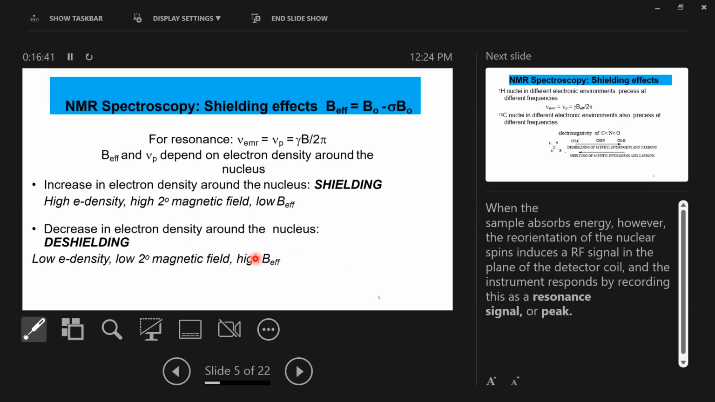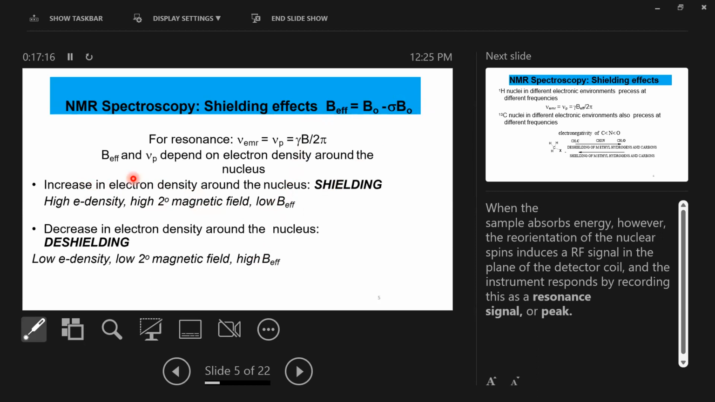Now, if the electron density is opposing the field, it's shielding it. That means the contribution is high. There's a large amount of electron density going against the overall magnetic field. The effective magnetic field felt by the nuclei will go down, and it's going to rotate at a lower frequency, and that is said to be shielded. That's what I basically said on this slide.